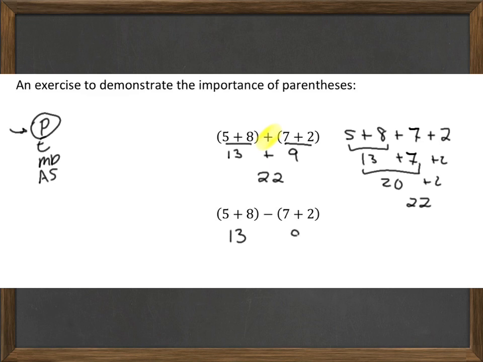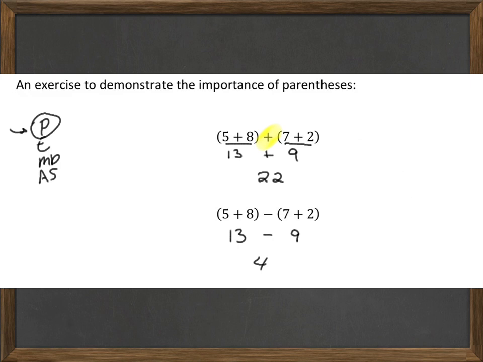Then I'm going to do 7 plus 2, which is 9. Then we have 13 minus 9. 13 minus 9 is what? Is 4. Okay? So what if over here I try to do this in a different order? In other words, what if I try to do it without the parentheses? Is this the same? That's my question. Okay, so 5 plus 8 is 13. 13 minus 7 is 6. 6 plus 2 is 8. So we can see that these are definitely not the same.